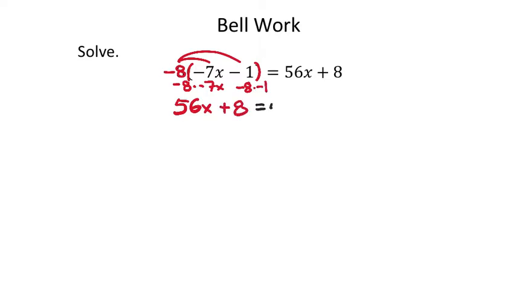Now this will equal the other side, which is 56x plus 8. But I think some of you would notice something at this point, and you could be done. But if you didn't notice, then you'd continue with principles of equality. So that's what I'm going to do. I'm going to put the x's on the left, and then the numbers will go on the right side.